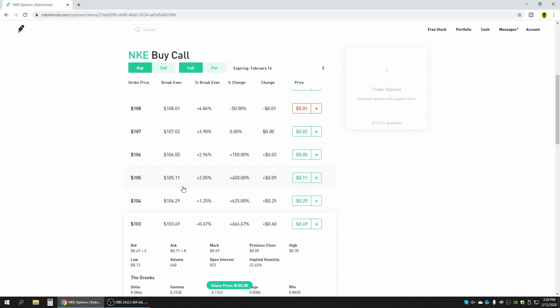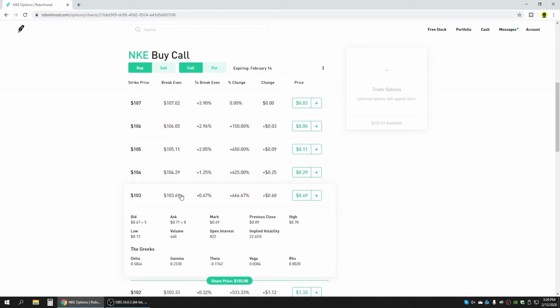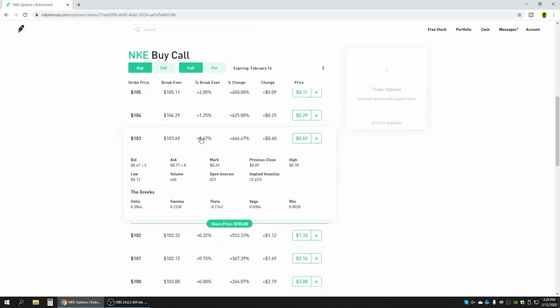So always remember that you need to learn about these things before you just go and purchase whatever you want. But that's really the basics of gamma.